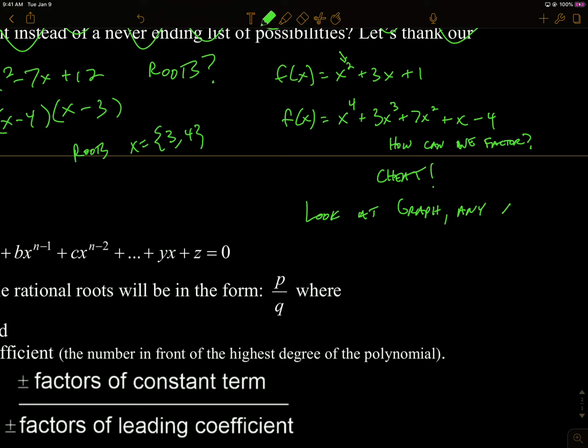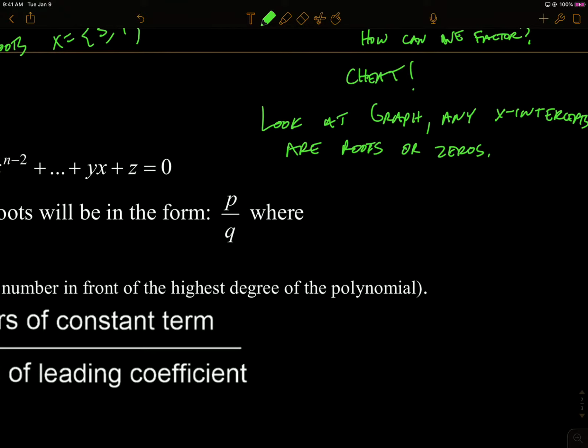Any x-intercepts are roots or zeros. After we cheat, though, I want you to confirm by plugging in the x to show it is 0.